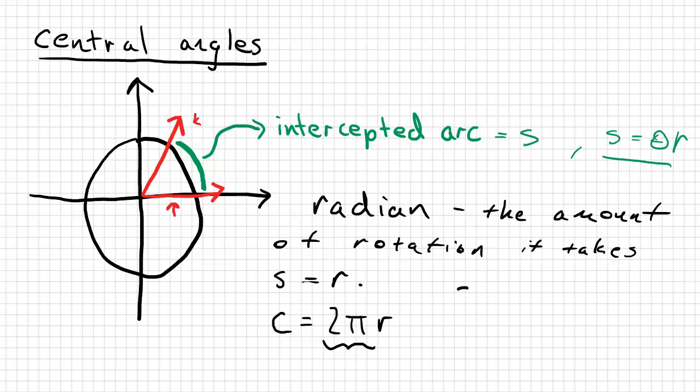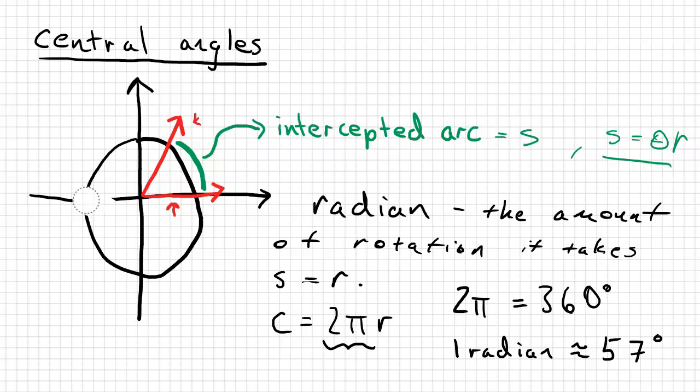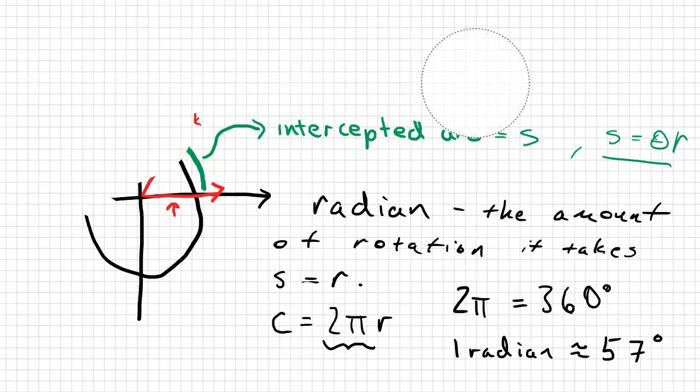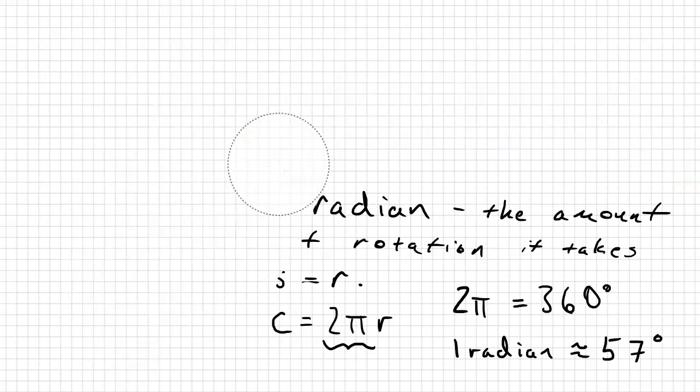So when we find that 2 pi is equal to 360, we simply divide by 2 pi on both sides, and we get that 1 radian is roughly 57 degrees. I think it's 57.3, but I'm not sure. But that is the amount a radian is, okay? And with this 2 pi equals 360, we could then talk about converting angles from degrees to radians.